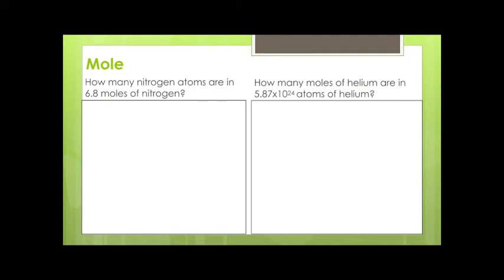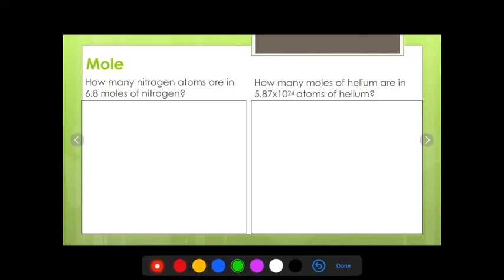Okay, so we have 6.8 moles of nitrogen, and we want to know how many nitrogen atoms there are. So we are going to start with our given, which is 6.8 moles. And we want to set it up where moles is going to cancel. So I'm going to put 1 mole on the bottom and 6.02 times 10 to the 23rd nitrogen atoms on the top. So moles will cancel.